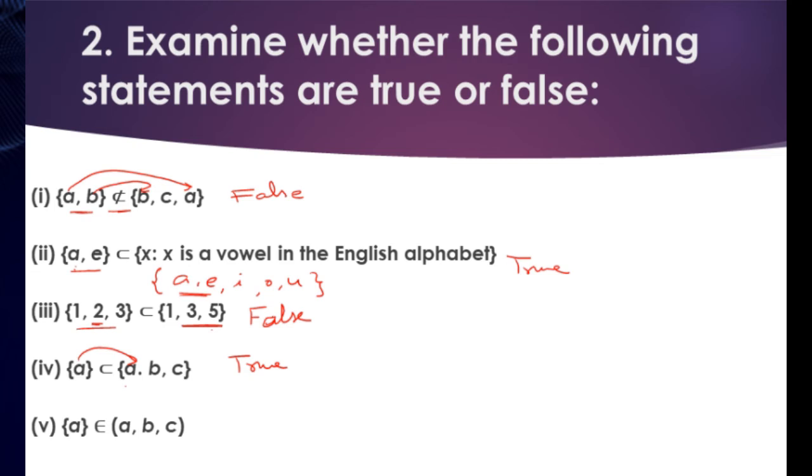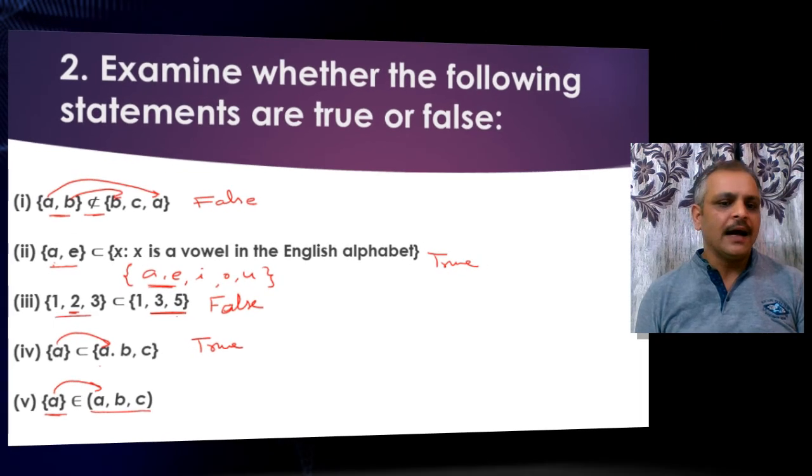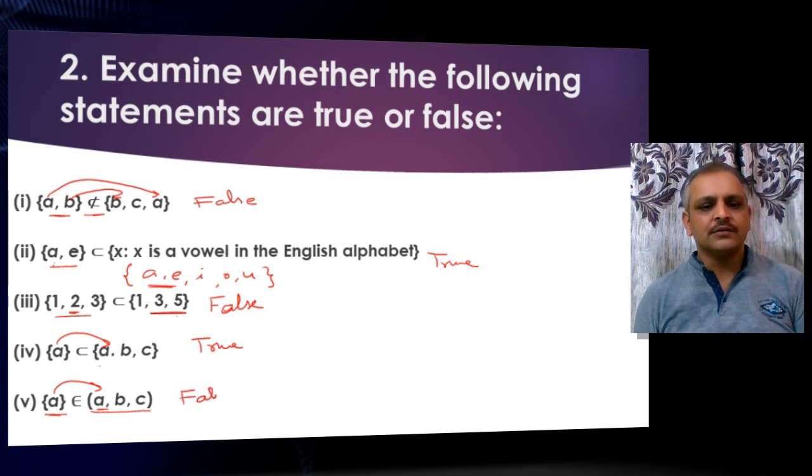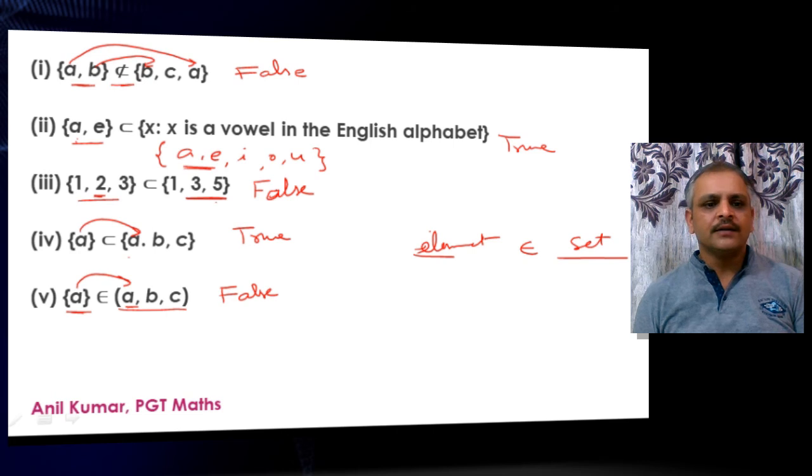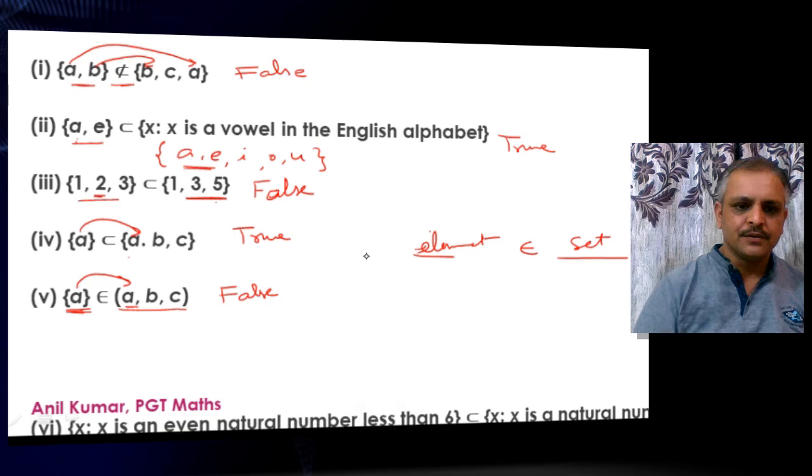Set A belongs to this. No. See, when I use belongs to, it means it should be an element in this, and here we don't have any such element. So it's false. When I write belongs to, as we discussed in the first video, on this side we write the element, then belongs to, and then we write the name of the set. So here this set A is not an element in this one. So it's a false statement.